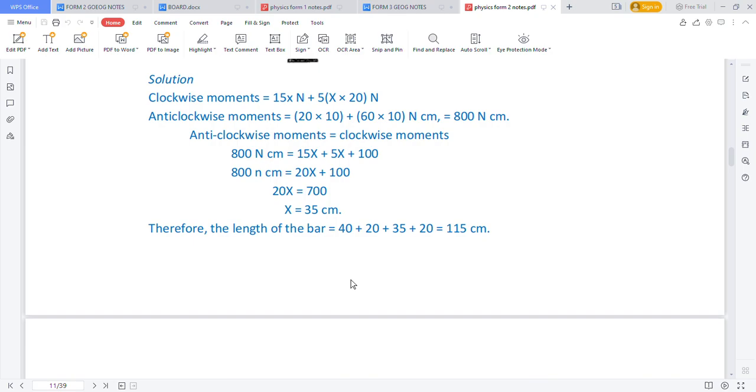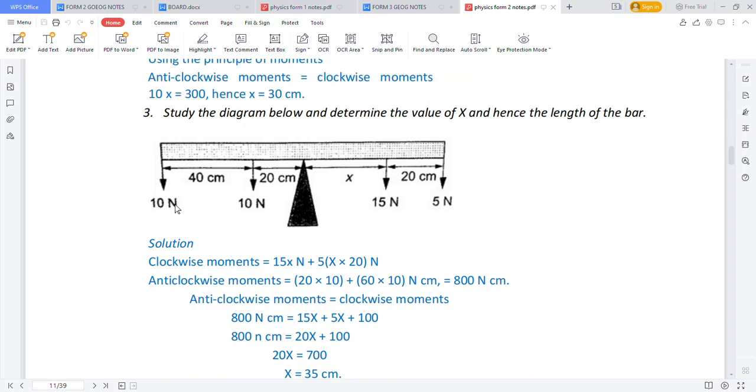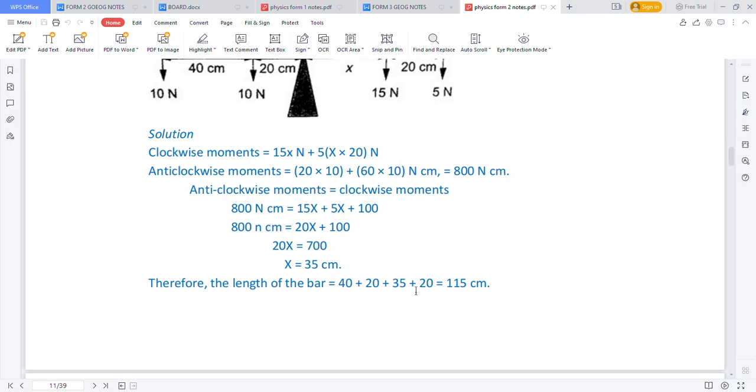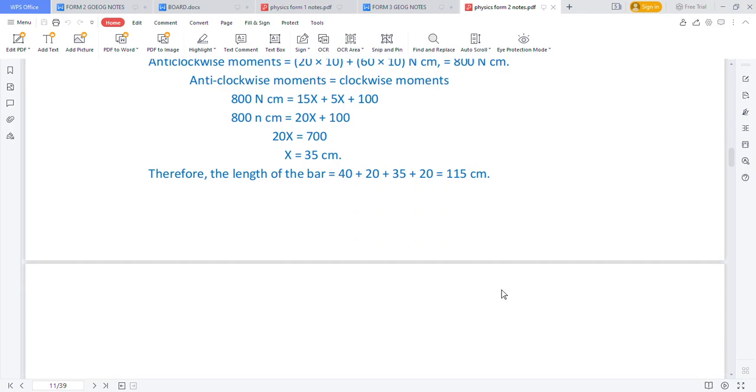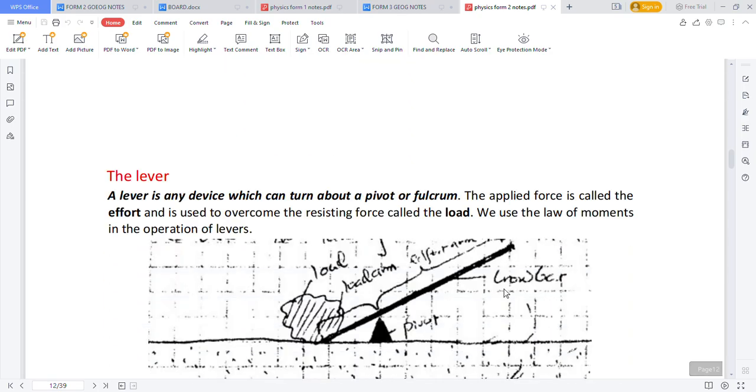Therefore, the length of the bar. For the length of the bar, you're going to add 40 plus 20 plus x plus 20. Remember, x is 35. So 40 plus 20 plus 35 plus 20 is 115 centimeters.